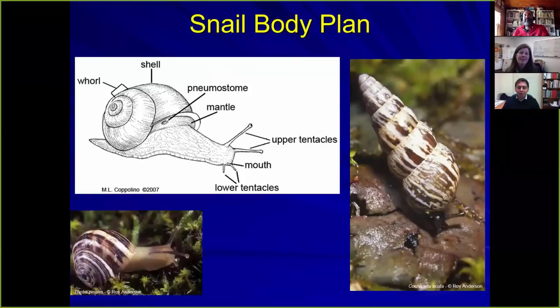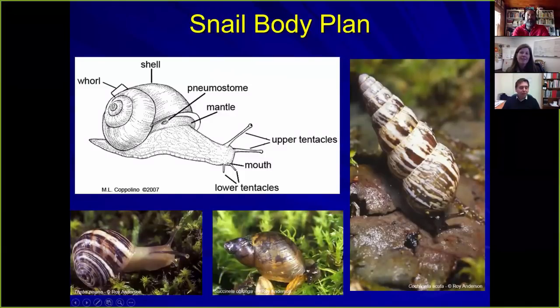It can be more globular, like in this nice looking snail called Theba pisana. Again, this snail is supposedly very delicious to eat. It's also a pest in Australia. And then it can even be turret-like, like in this species of Succinella.